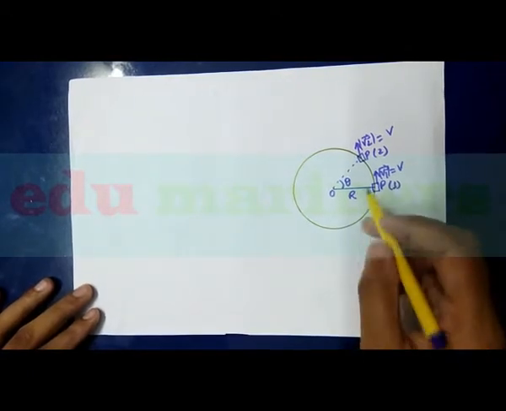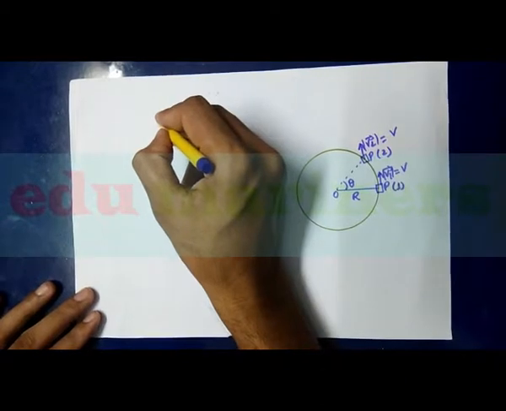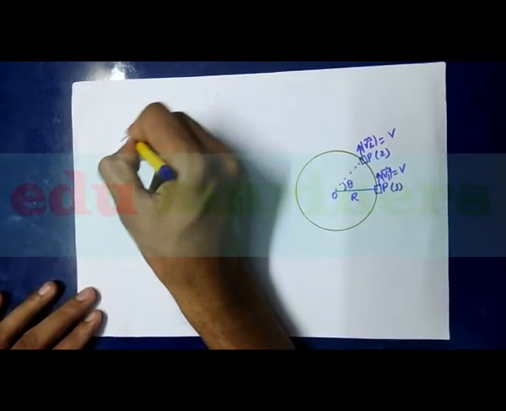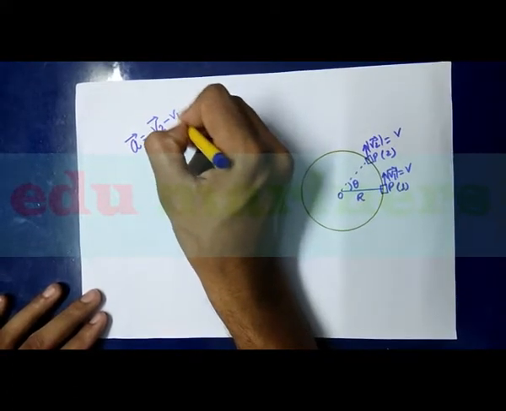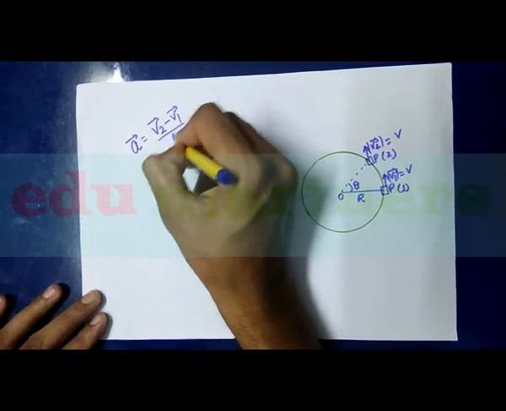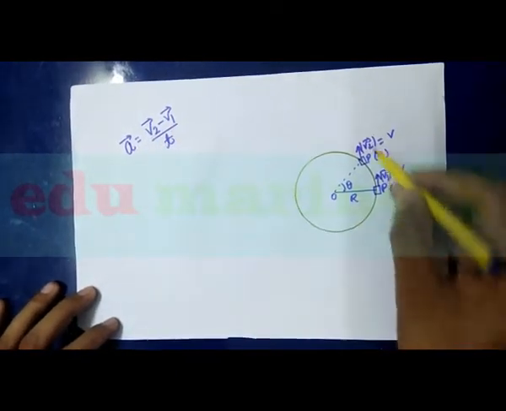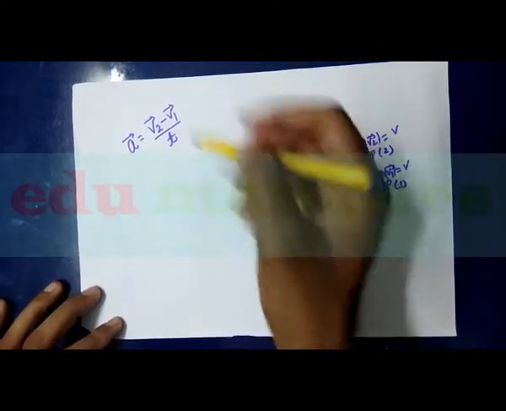Now we can write the acceleration vector is equal to V2 minus V1 by t. This is the generalized equation: from here it reaches here, so the velocity changes by the time taken.